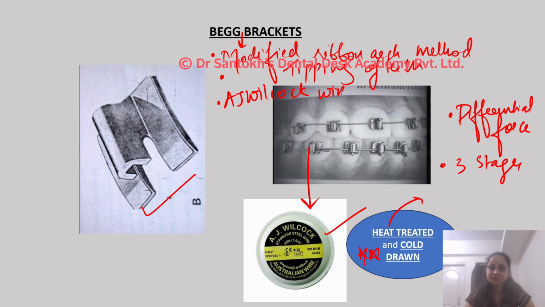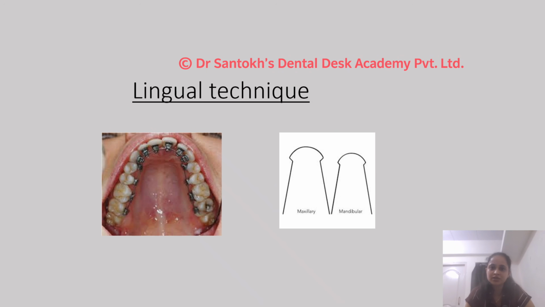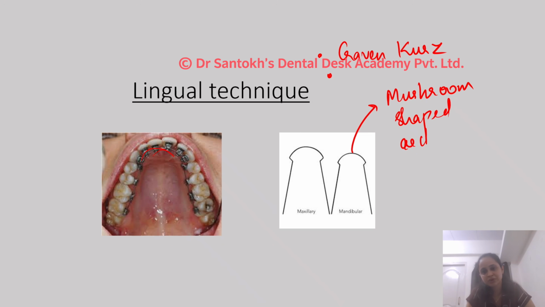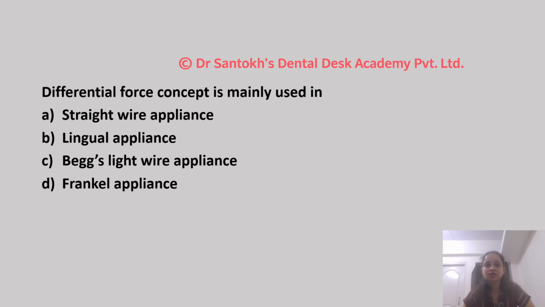Coming to your lingual technique, just remember it was given by Craven Kurz. Okay, so these are given in patients who have high aesthetic demands. These are placed onto the palatal or lingual surfaces of the teeth. This uses a mushroom shaped arch wire. Just remember, mushroom shaped arch wires are used in lingual technique. Okay, so this completes our fixed orthodontic appliances topic also. I hope it is clear for you guys.